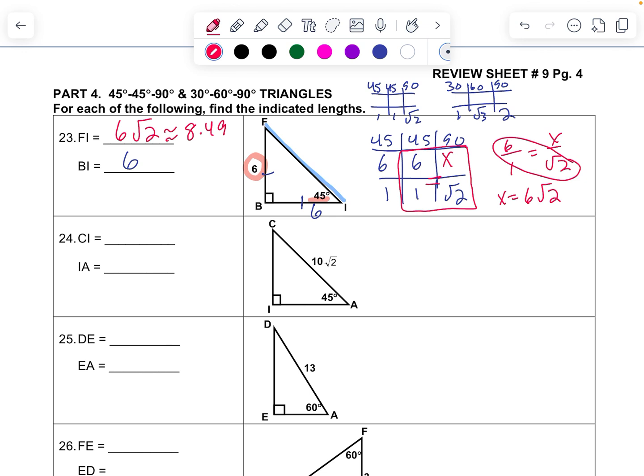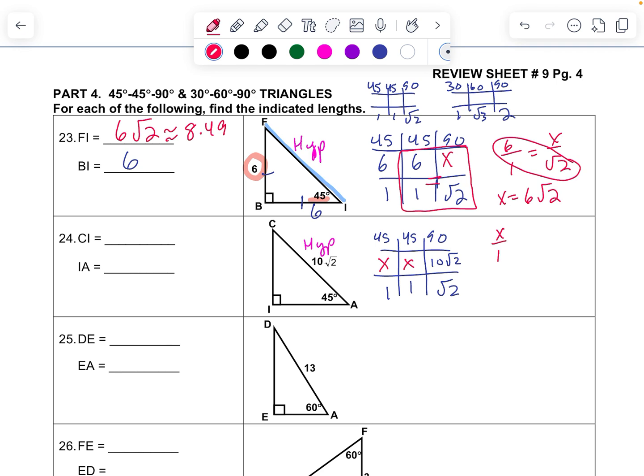All right, so we have another 45, 45, 90. But this time we have the hypotenuse. Remember, up here we were looking for the hypotenuse. So in number 24, we have the hypotenuse. So I have a 45, 45, 90. I've got my 1, 1, square root 2 on the bottom. Okay, I have the hypotenuse, so that is 10 square root 2. I don't know my legs, but I do know they're the same.